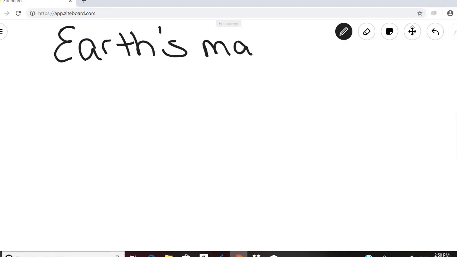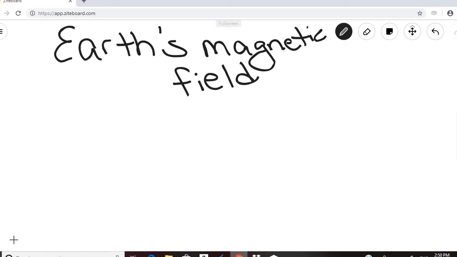Okay, the next thing we're going to talk about is Earth's magnetic field. You probably are aware that Earth has its own magnetic field. A compass is a magnet because it's free to move and it always points north.